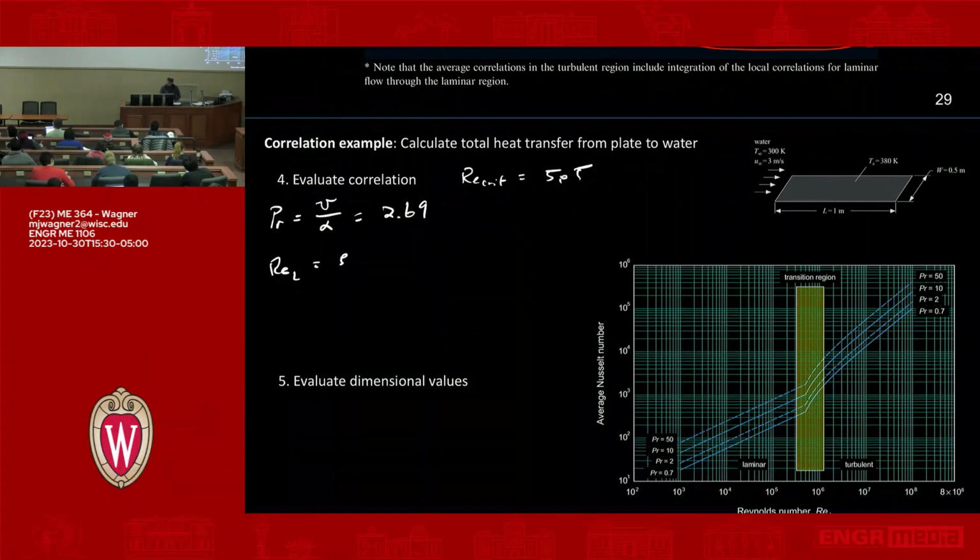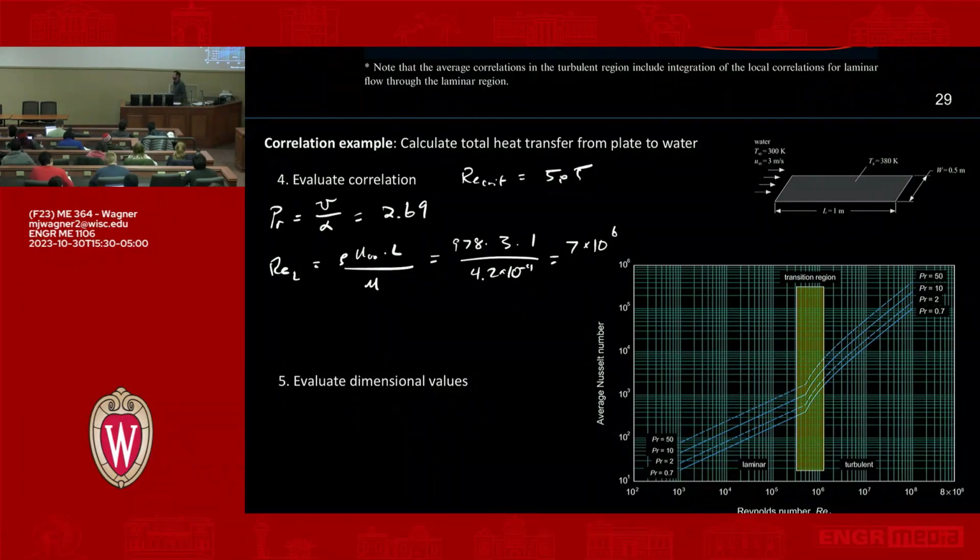So evaluate that. That is rho u infinity times L over mu. So this is, let's see, plug in numbers, 978 times 3 times 1, that's our length, over 4.2 times 10 to the minus 4th. And that gives us about 7 times 10 to the 6th. Okay, so that is our Reynolds number for this problem. All right, any questions on what we've done so far?